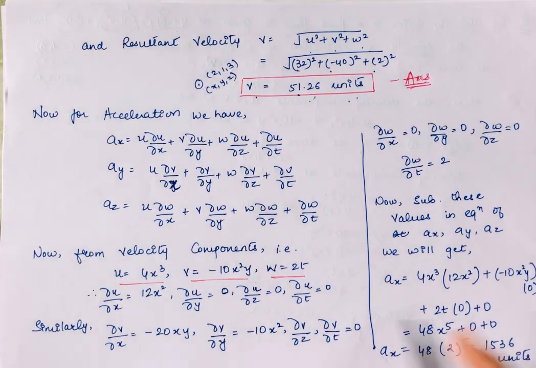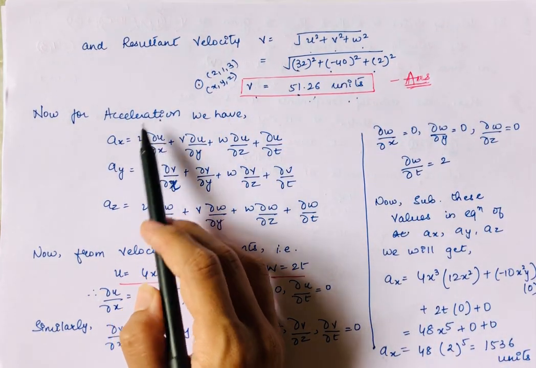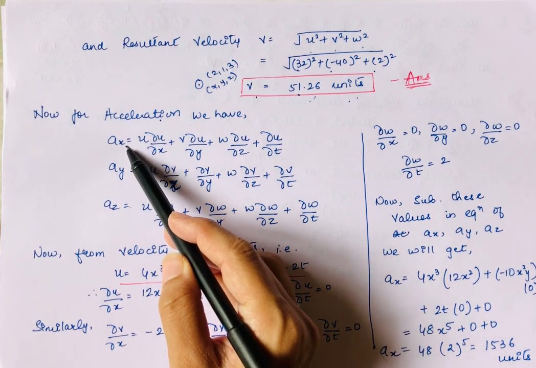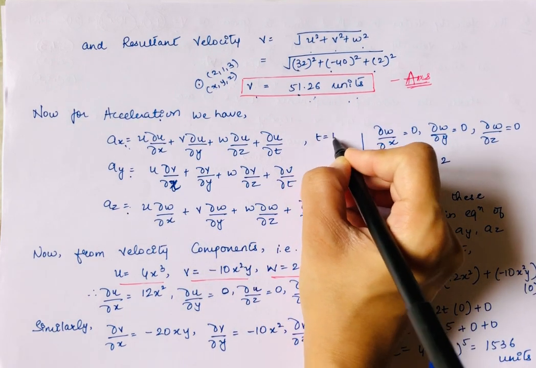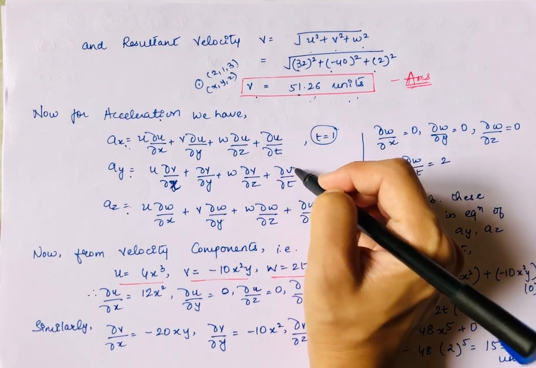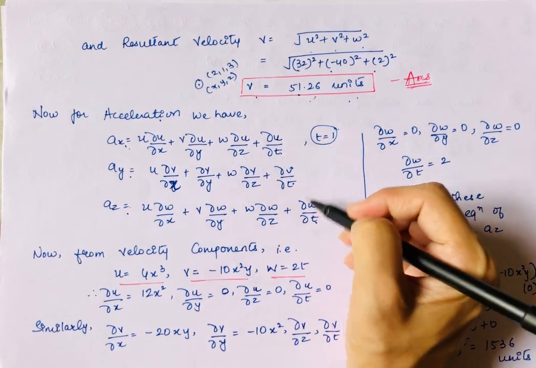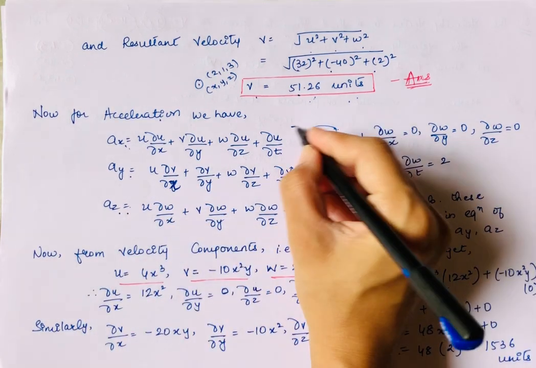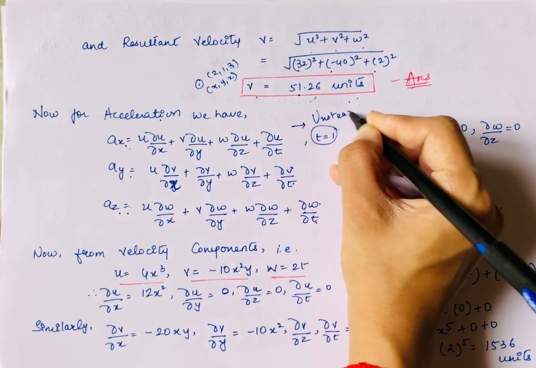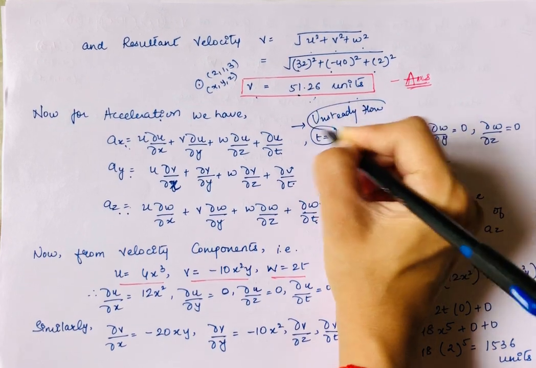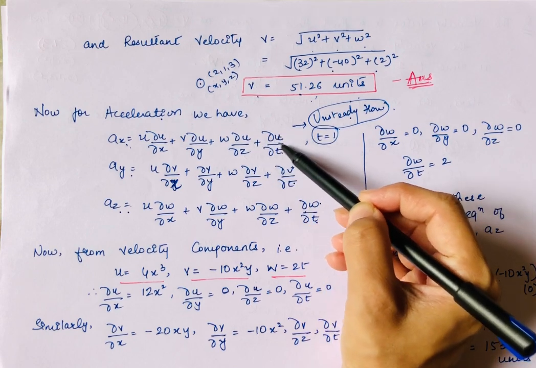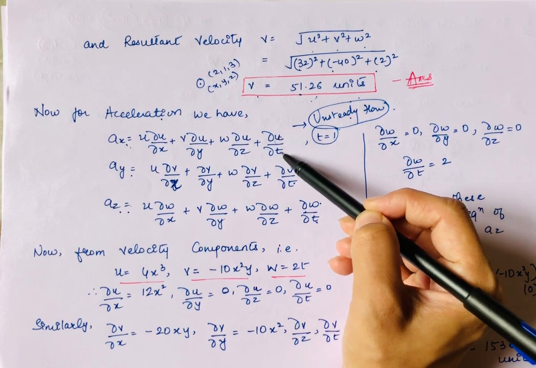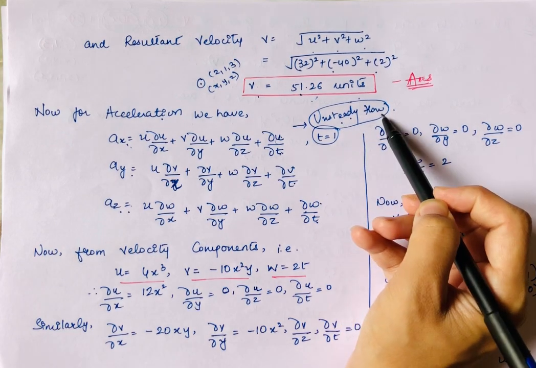Now moving forward for the acceleration, we know the equations of acceleration in x direction, acceleration in y direction, acceleration in z direction. Okay, and as the value of t is given, t = 1, ∂u/∂t, ∂v/∂t and ∂w/∂t components will be added into this equation, and this is a case of unsteady flow. Okay, so this is a case of unsteady flow as the components are changing, velocity in x direction, u, is changing with respect to time. It is a case of unsteady flow.